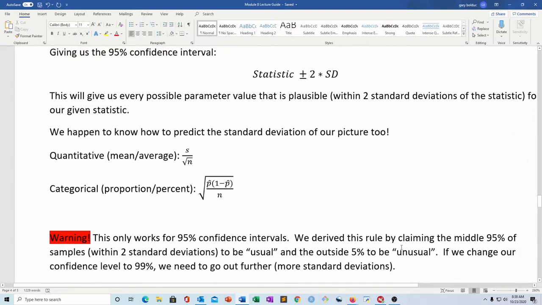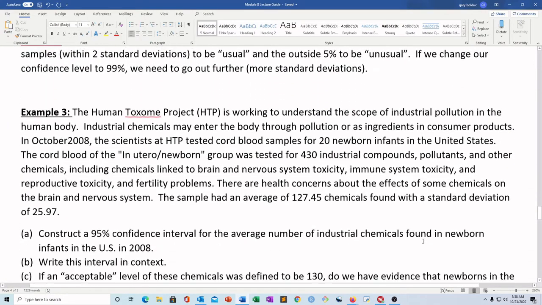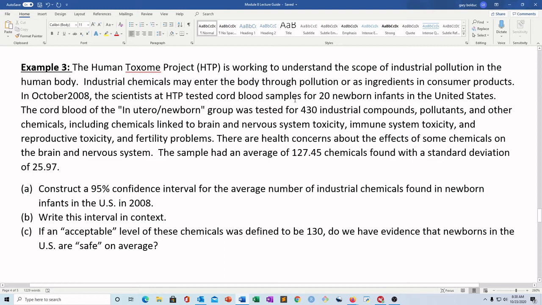So let's look at an example, and then we'll come back to this warning. The HTP is working to understand the scope of industrial pollution in the human body. Industrial chemicals may enter the body through pollution or as ingredients in consumer products. So in 2008, scientists tested blood samples for 20 newborn infants in the U.S. They were looking for some group of 430 industrial compounds, pollutants, and other chemicals linked to brain and nervous system toxicity, a bunch of bad stuff.